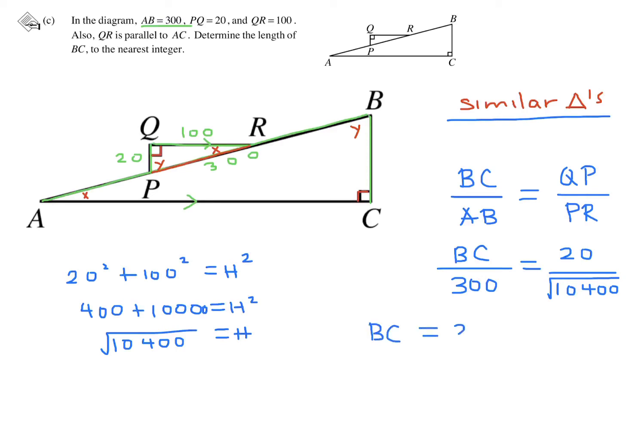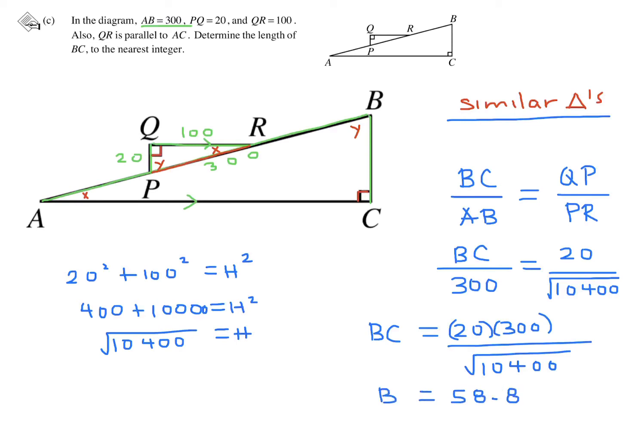So BC would be 20 times 300 all over the square root of 10,400, like that. And if you do this, you get 58.8 approximately. And they want the length to the nearest integer. So to the nearest integer, it would be 59.